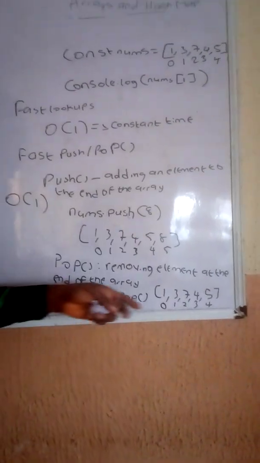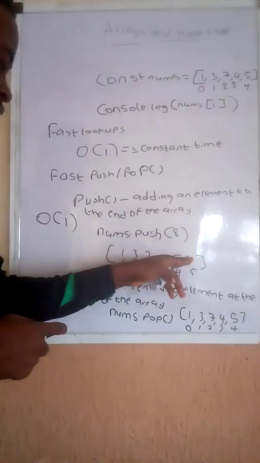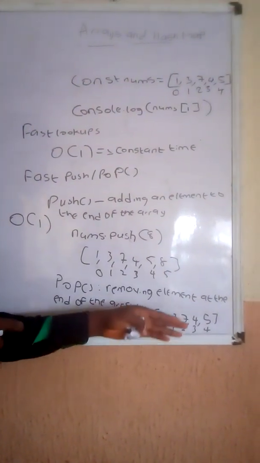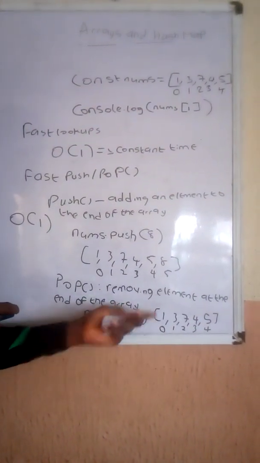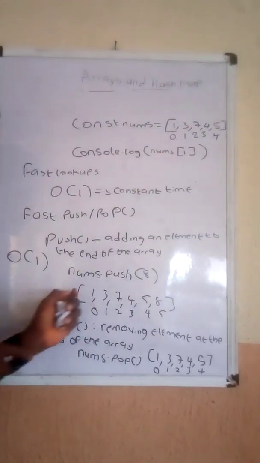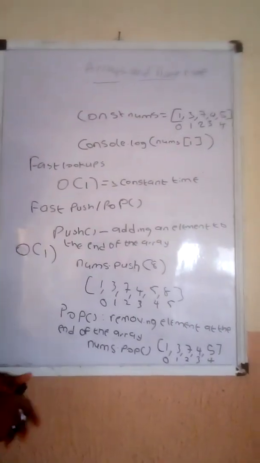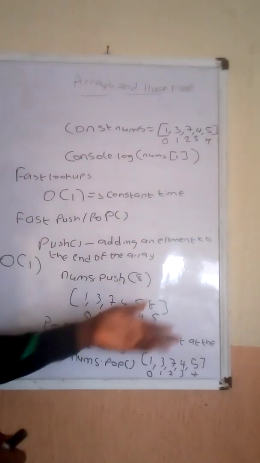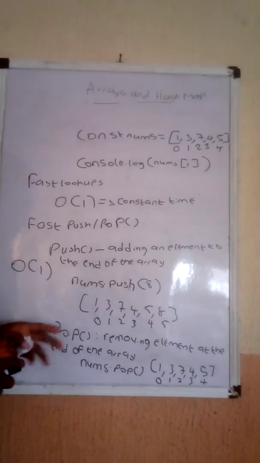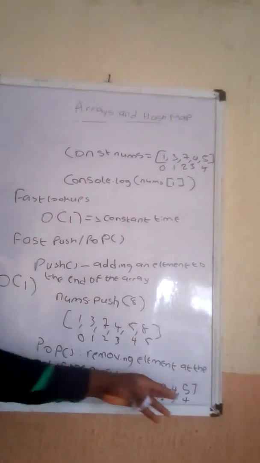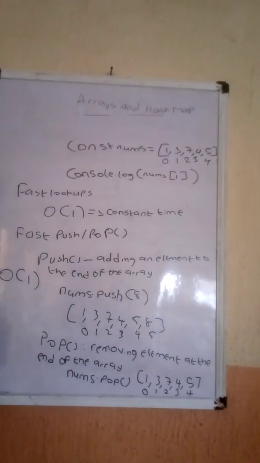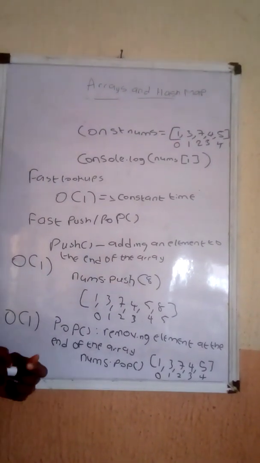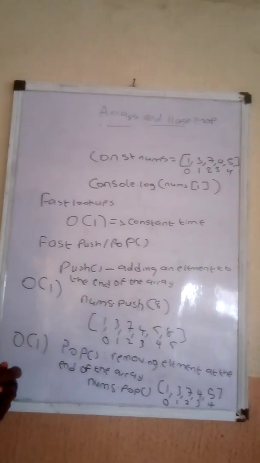In this case, with this 8 that we just popped out, you see very carefully that we are not shifting any index here. We are just removing this 8 and returning the resulting array, which in this case is 1, 3, 7, 4, and 5. So we know that the time complexity it takes for this operation is big O of 1, which is the same as for the push, a constant time.